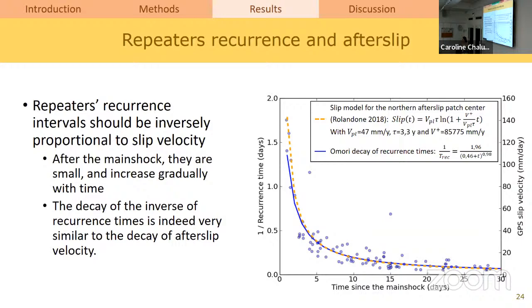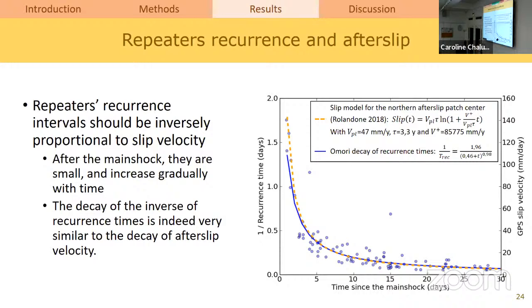If we want to understand the relationship between repeaters and afterslip, we can look at the recurrence times of repeaters, since the inverse of the recurrence times of repeaters should be proportional to the slip rate around the repeaters. Here the blue dots are the inverse of recurrence times of all the repeaters that occur within this first month, and the blue line is an Omori law that fits these recurrence times.